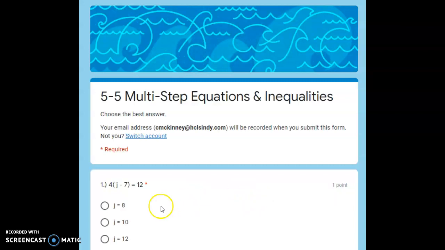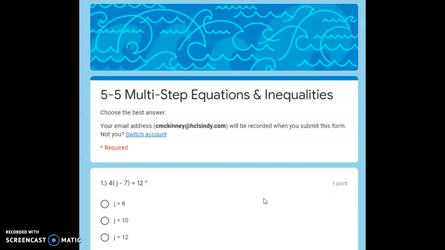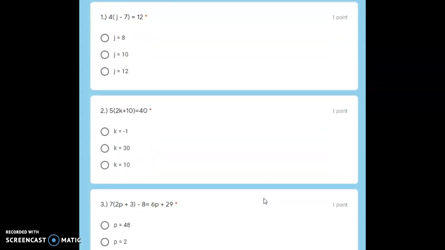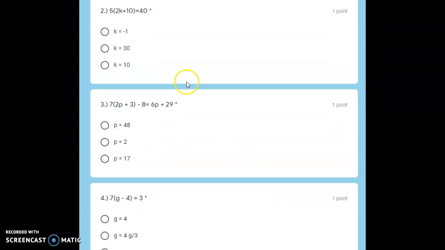Then you have choices of answers here, j equals 8, j equals 10, j equals 12. After you work out the problem on your scrap sheet of paper, select one of those answers. And we'll move to the next problem, which is number 2. Number 2 reads 5 parentheses 2k plus 10 equals 40. Again, we're thinking of the distributive property. 5 is going to affect the 2k. 5 is going to affect the 10, and then equals 40 is just going to carry down.